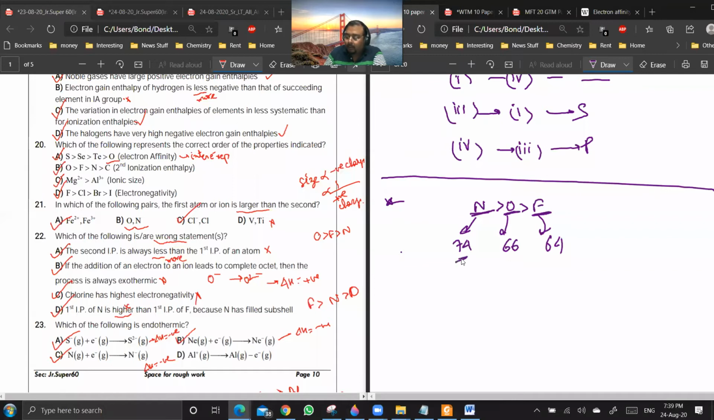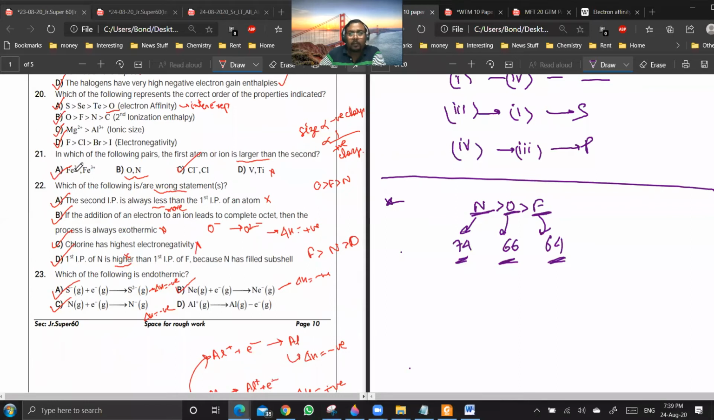These are the values, 74, 66, and 64. Are you getting my point? Yes or no? Yes, sir. Just make that correction in the notes also. Till 2017 or 18, they had not made that correction. I think only last year they got their things right. So just do this. After that, 20th is clear. I think other options are good.